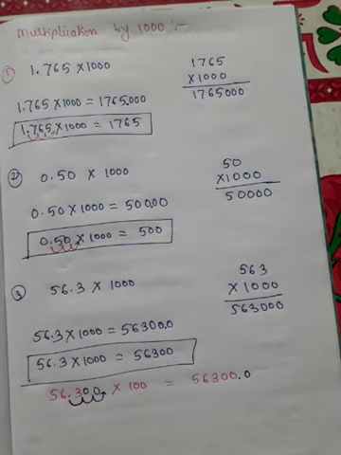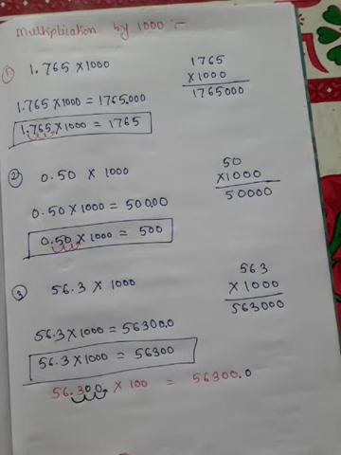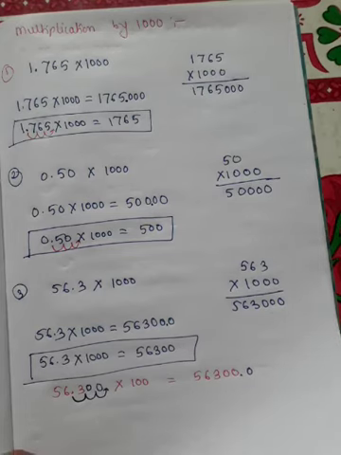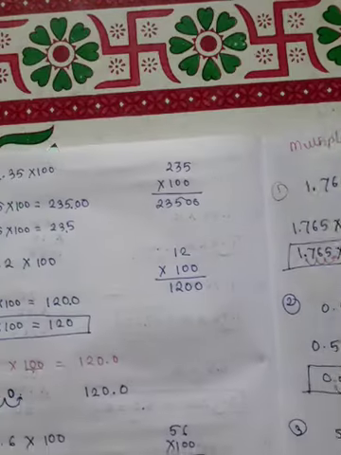Like this you can multiply any decimal number by 10, 100, 1000, or 10,000. In 10,000 there are 4 zeros, so shift the decimal point to the right by 4 units. Like this you can multiply by 1 lakh or 1 crore. Now we will discuss some word problems related to the multiplication of decimal numbers.